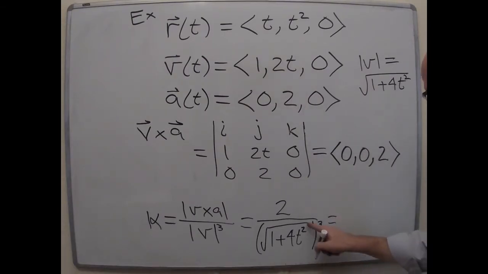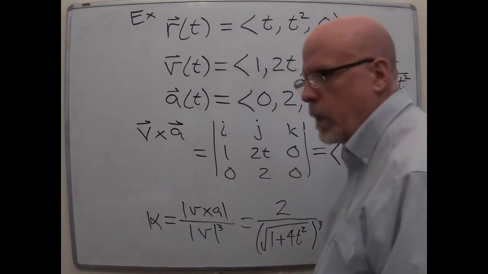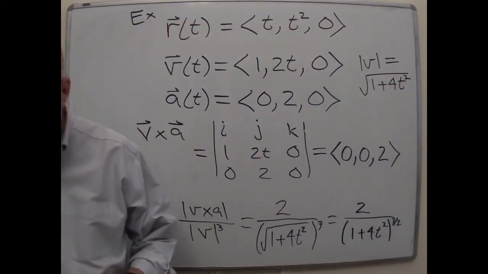They also end up writing this as a fractional power, so it's something over something to the 3 halves power, 1 plus 4t squared, because the cube of a square root is the same as the 3 halves power, right? Okay, so we're ready to move on to the second vector.